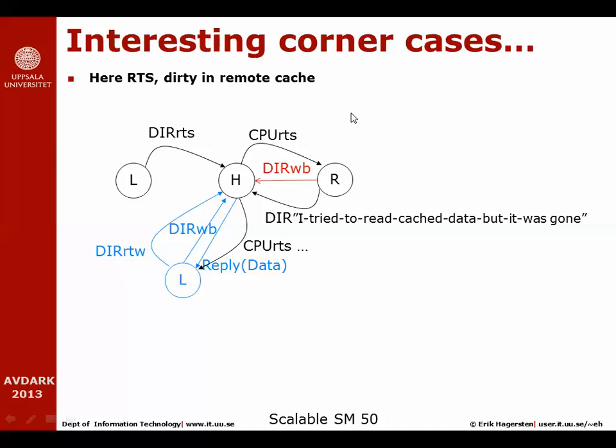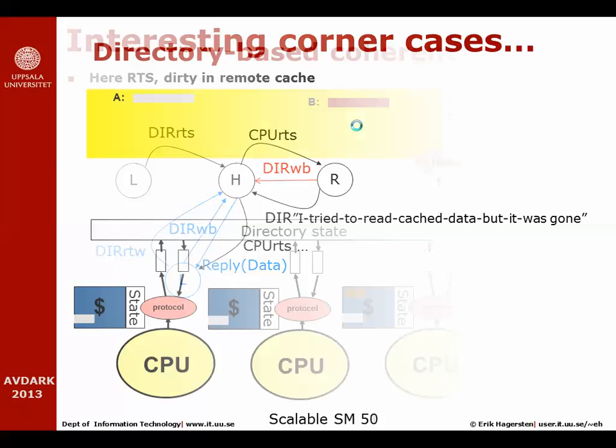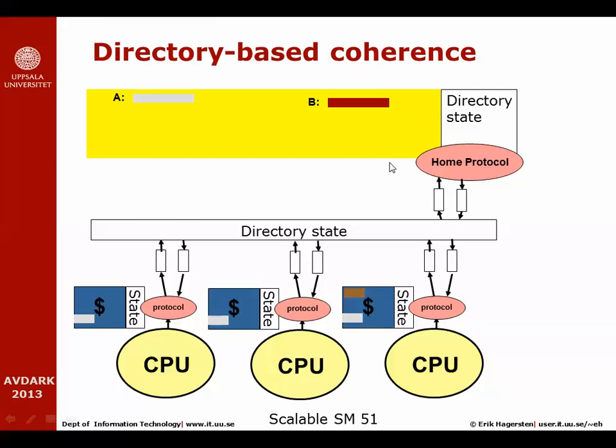So lots of interesting corner cases, and of course I could have continued drawing this example with more corner cases, but I think that you got the point now that things could get really messy. So where can things get messy?